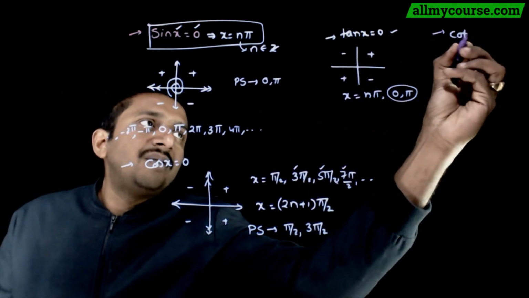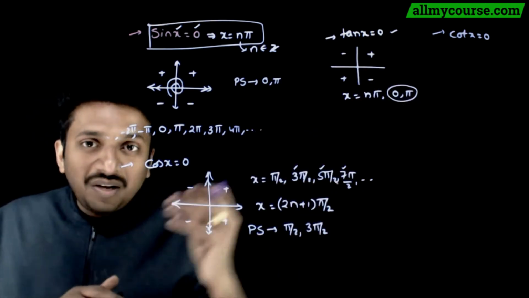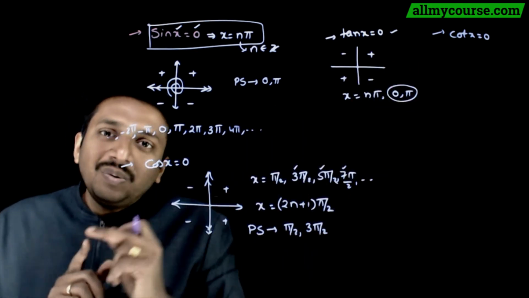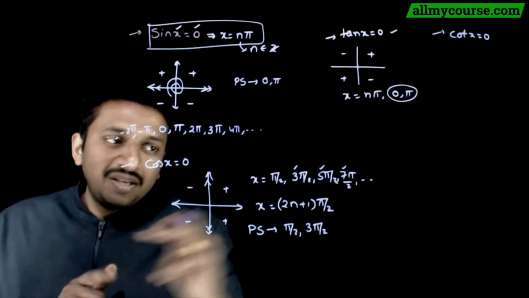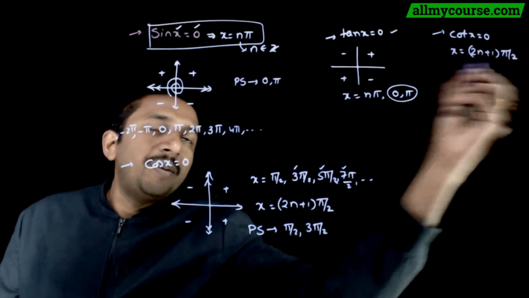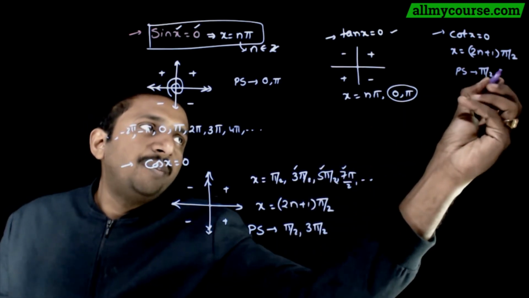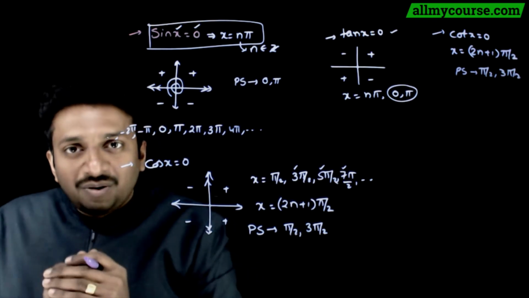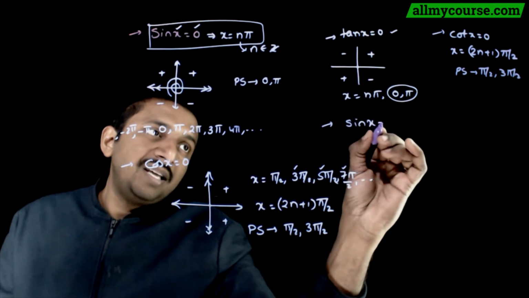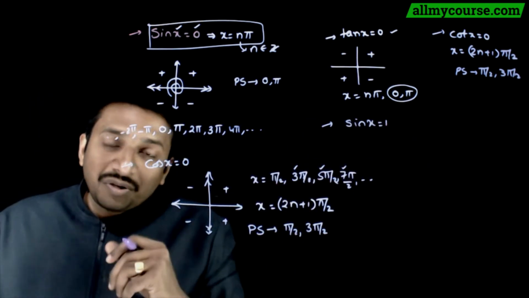Similarly, if you have cot x is equal to 0, cot x is nothing but cos x by sin x. So if cot x has to be equal to 0, cos x has to be equal to 0. That means the solutions of these two equations are the same. So x is equal to 2n plus 1 times pi by 2, and the principal solutions are pi by 2, comma 3 pi by 2. These are the principal solutions. Next, if you have the equation sin x is equal to 1, what is the solution for this?